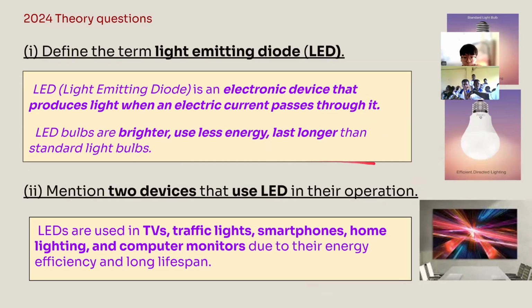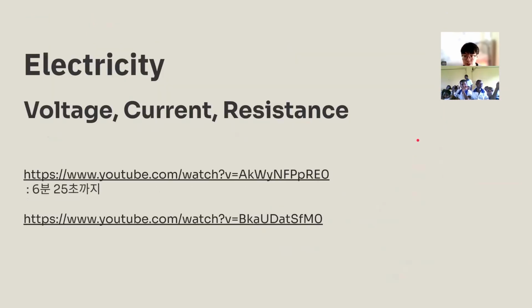So I have just put the answers here for this one because the LED is an electronic device that produces light when current passes through it. And we have already covered this. Two device examples are TVs, smartphones, computer monitors, and more. All use LEDs. I think we can skip this one, but I hope you get what an LED is and how LED is used.